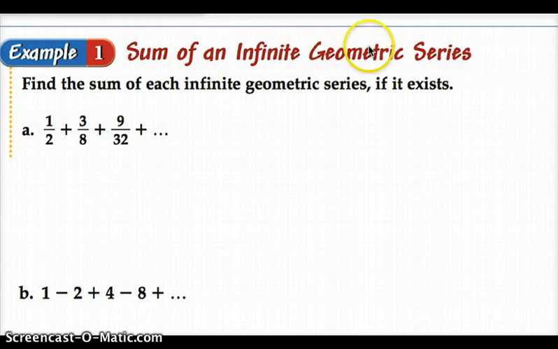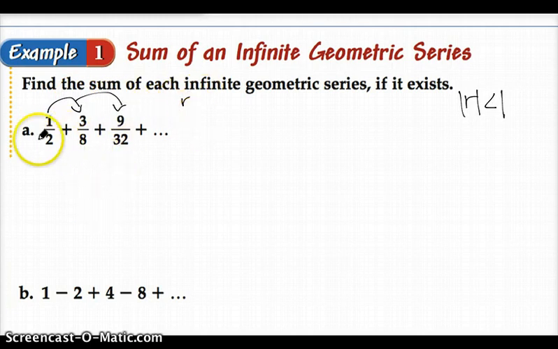All infinite geometric series do not have a sum. And you remember we just said that the absolute value of r has to be less than 1. And so what we need to do is figure out if that's what we're working with as we move from term to term. What is our r factor and how do we find it? You remember we find it by taking the next term and dividing it by the previous term.